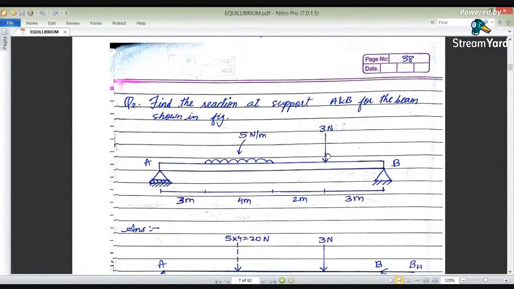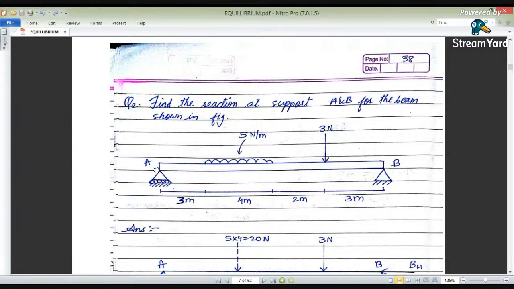Again there is a simple problem related to the equilibrium conditions. Again, there is a roller support at point A, and there is a hinge support. There is a little bit of change here. There is a roller support at point A.